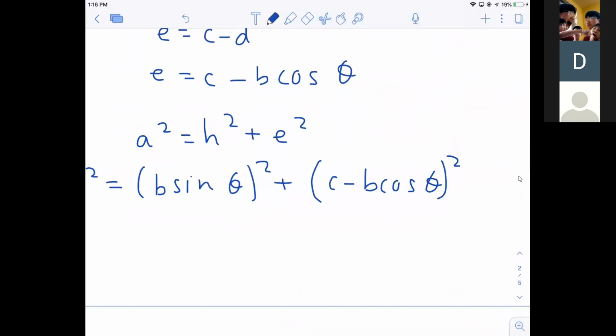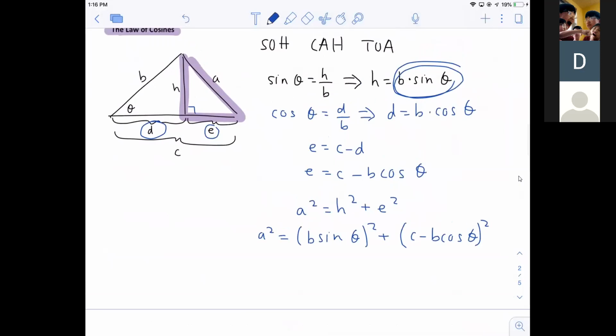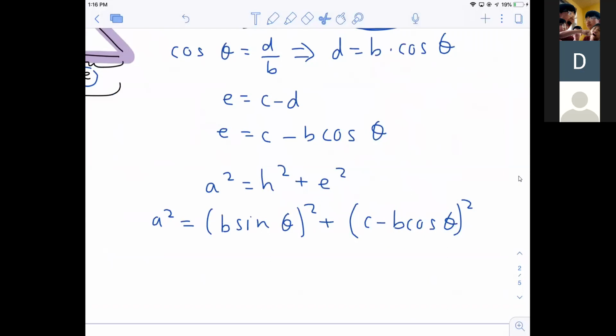Isn't this fun, guys? It's just like being back in the classroom. We're doing beautiful proofs.